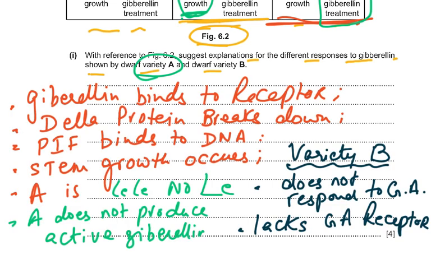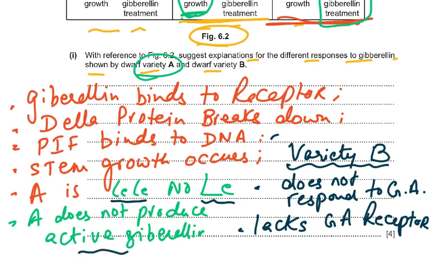You have to realize that the dwarf varieties have an issue. When we added the gibberellin to it artificially, it binds to the receptor, the DELLA protein breaks down, the PIF binds to the DNA, and stem growth occurs. And it has small le, so it's homozygous recessive. It does not have the dominant big L, small e. And A does not produce an active gibberellin.